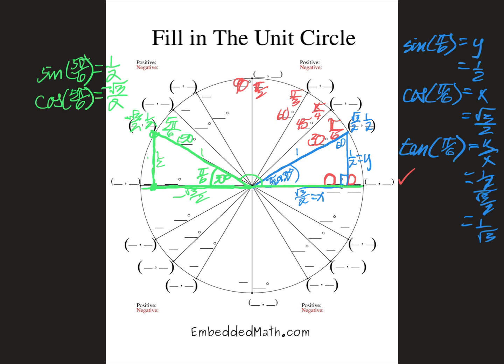And then when you go to find tangent or any of the reciprocals, now you have to pay attention that sine is positive and cosine is negative, or in other words, the y is positive and the x is negative. So in this case, since tangent is y over x, tangent is going to be negative 1 over the square root of 3. Okay? Because it's a positive over a negative.